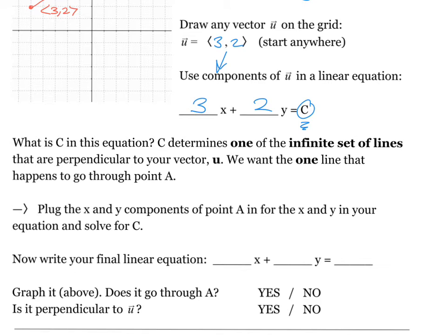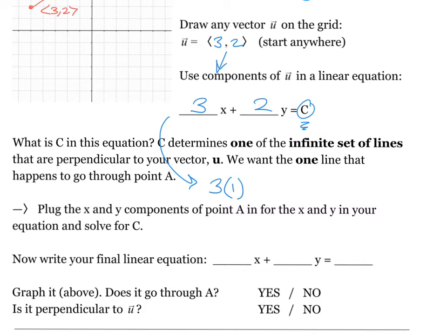So let's see if I can find a little room for that. The x and y components of A. So we're going to take this equation down here, say. So our equation is 3x. Now the x value that we're going to use is the x value of point A, the x coordinate of point A. And the x coordinate of point A was 1.